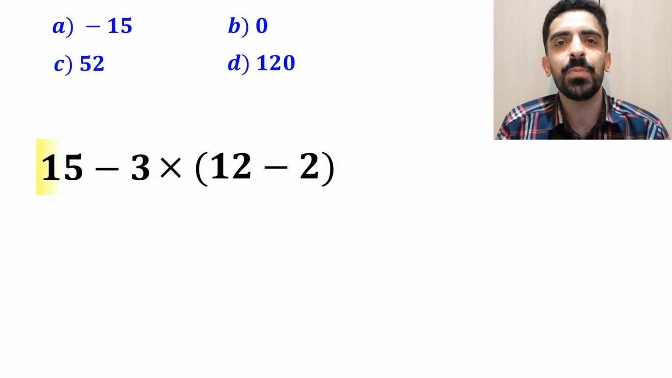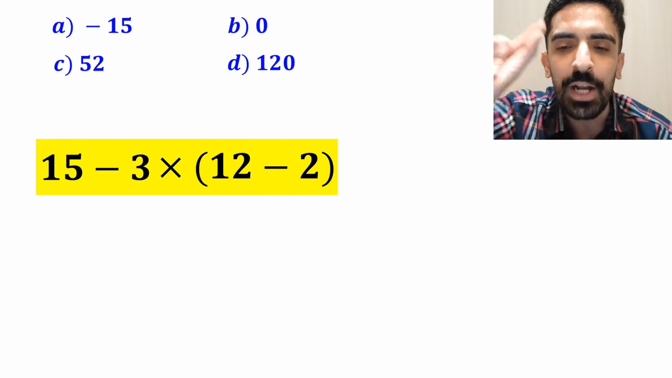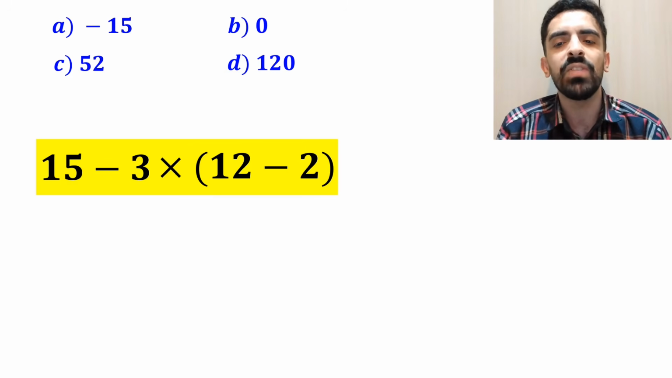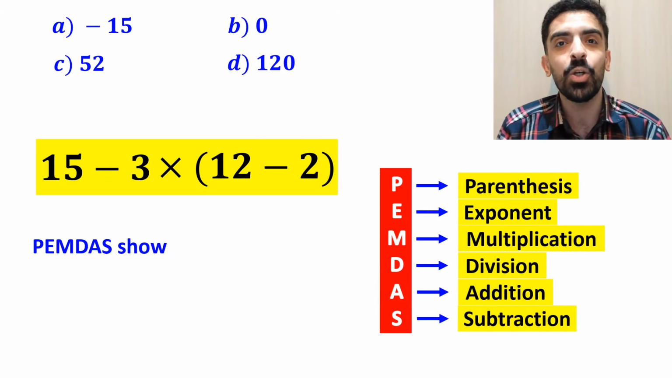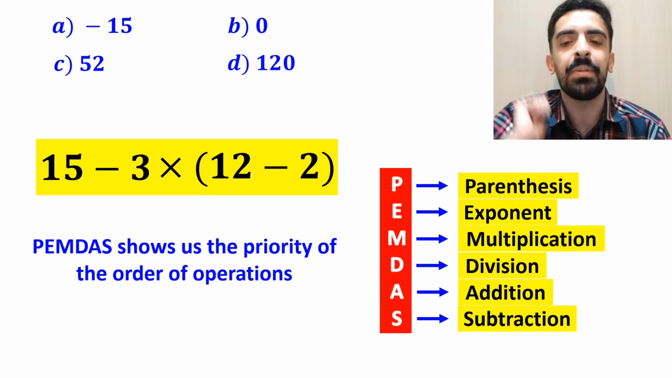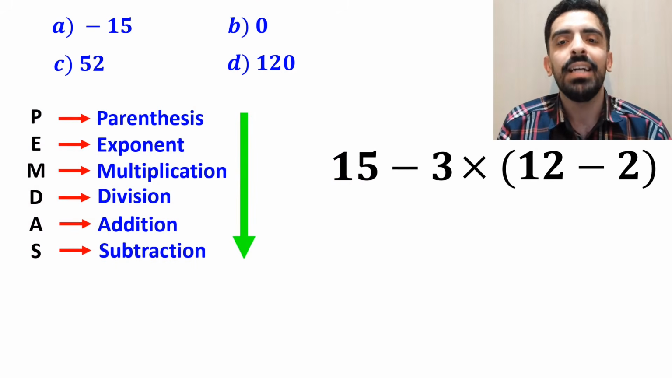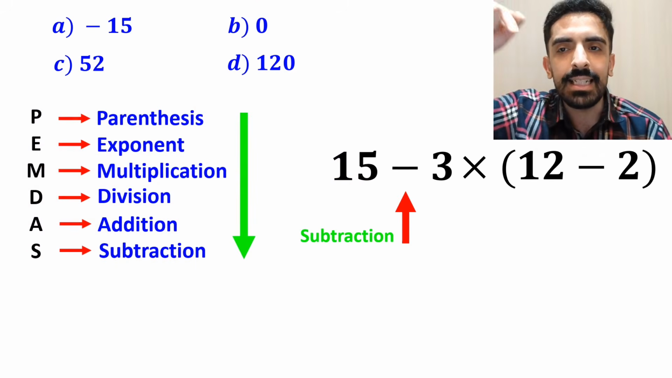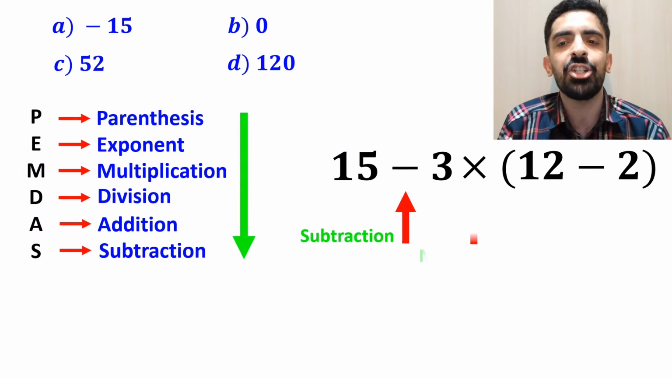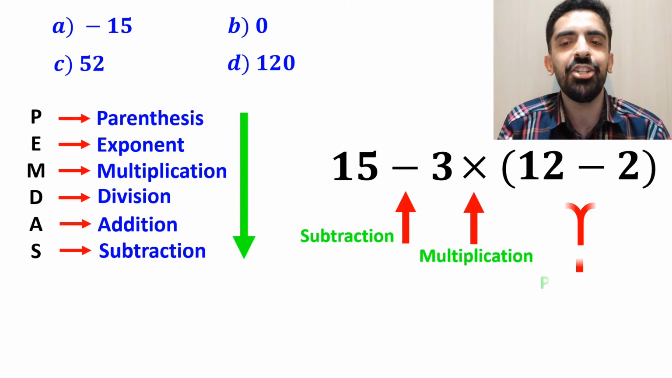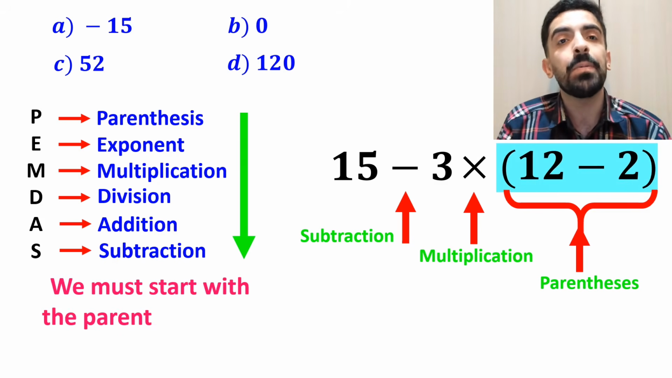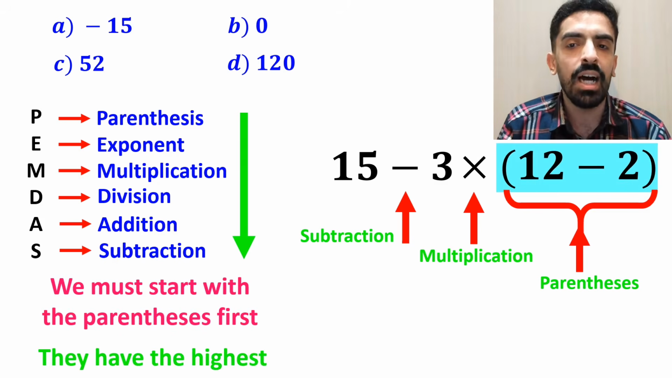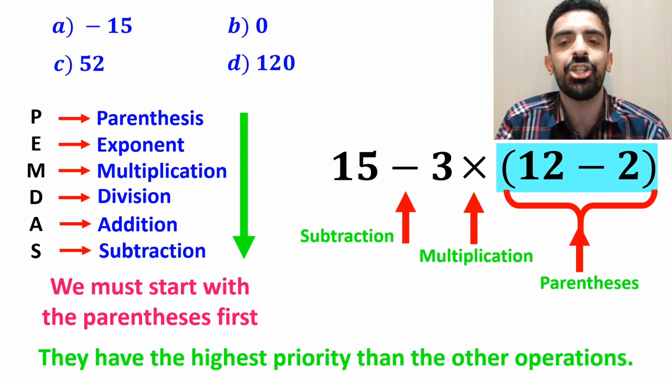Alright, now let me explain step by step how to solve this expression properly. To solve this question, we need to follow a rule that is called PEMDAS. PEMDAS shows us the priority of the order of operations. Alright, as you can see in the image, in this expression, first we have a subtraction sign, then a multiplication sign, and finally parentheses. We must start with the parentheses first because they have a higher priority than the other operations.